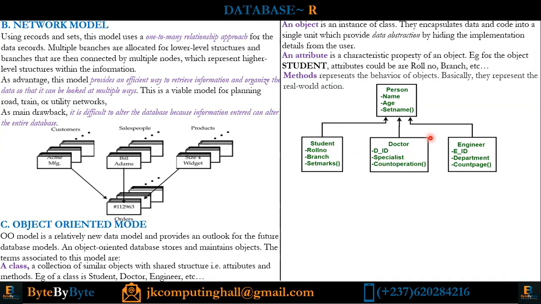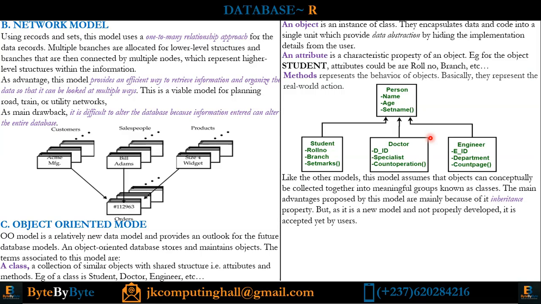Student, doctor, and engineer are just like, how would I say, subclasses of the class person, because a student is a person, a doctor is a person, an engineer is a person. And as subclasses, they also have the attributes of the superclass, which is person in this case. For those of you who might be lost with these terms I'm using, when we introduce object-oriented programming, all these terms shall be explained in detail very well.